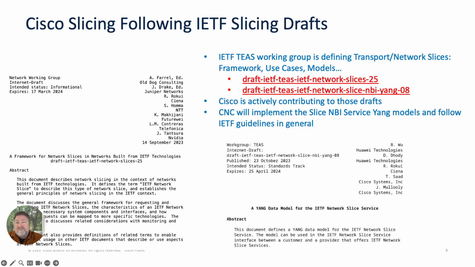The IETF has been leading the effort for defining the transport portion of the network in terms of the slicing standards. There is a set of framework drafts that define the concept. And then there's also a northbound YANG modeling draft, which Cisco is participating in to help define a standard way so northbound systems can request slices from the transport network, in a multi-vendor interoperable type of environment.